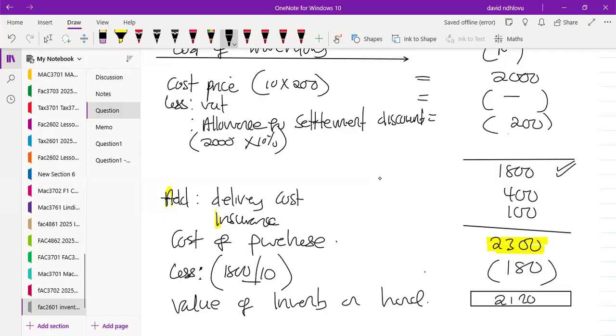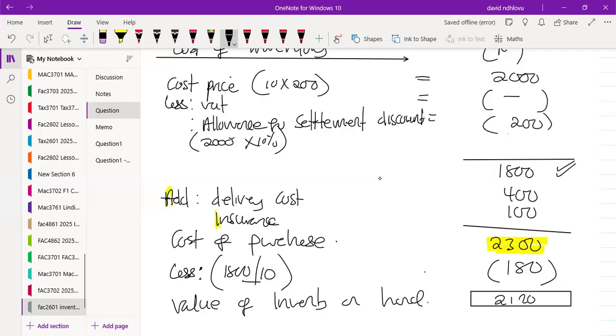Right, let's continue to the next stage. What we were talking about was the purchased inventory. But remember, some inventory is manufactured by the entity, which means the cost of manufactured inventory will now take into account the cost of the raw material that was purchased.